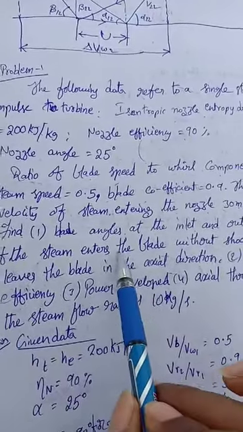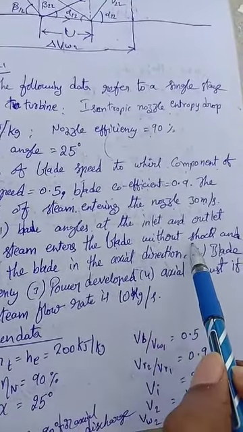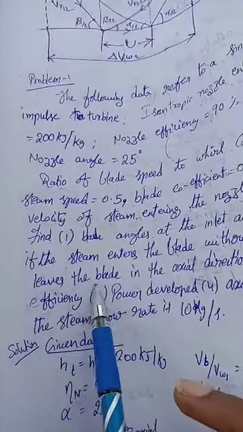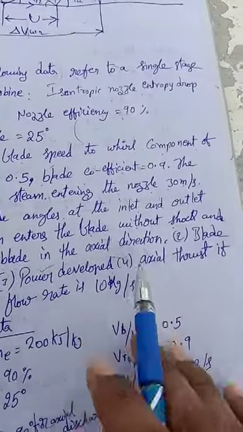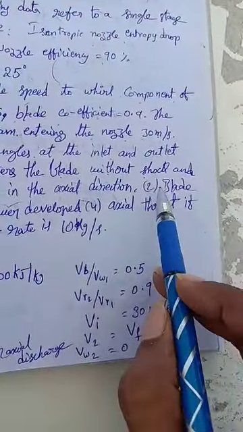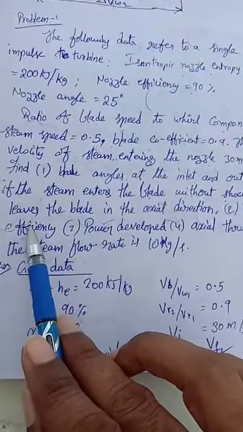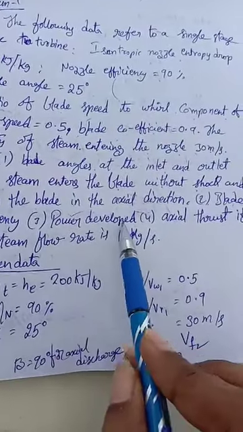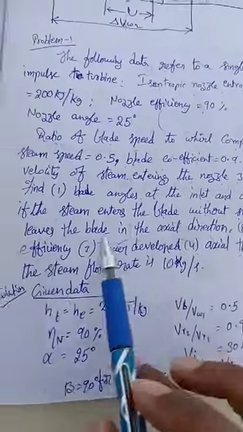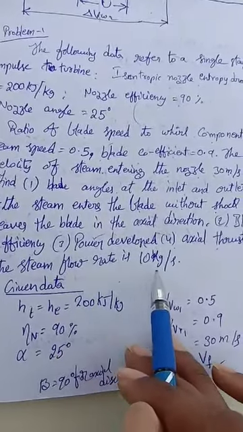If the steam enters the blade without shock and leaves the blade in the axial direction. Second, blade efficiency. Third, power developed. Fourth, axial thrust if the steam flow rate is 10 kg per second.